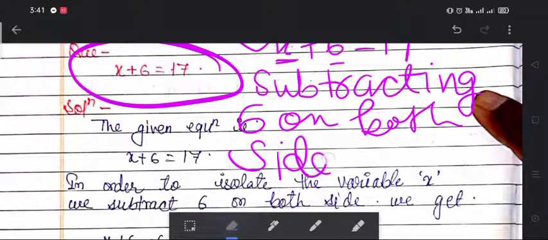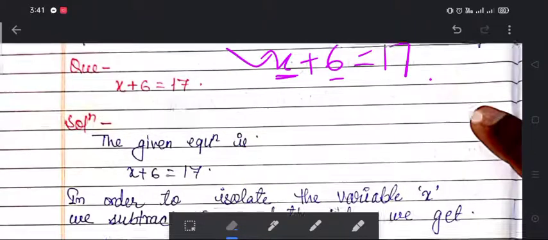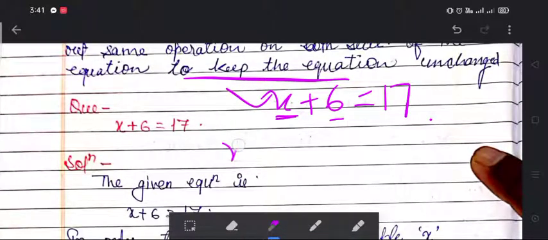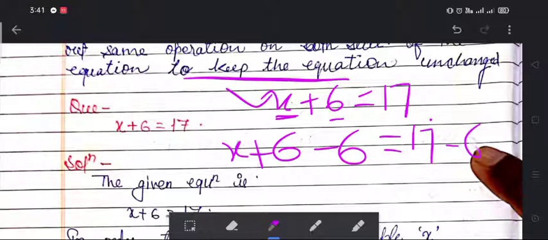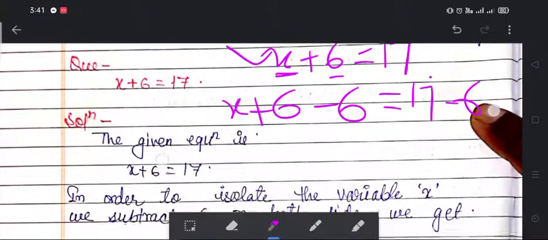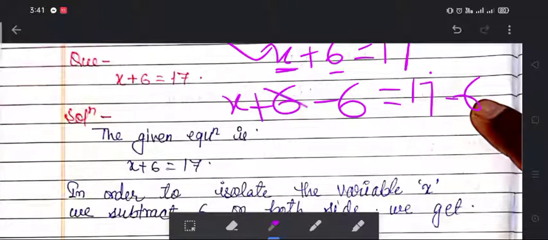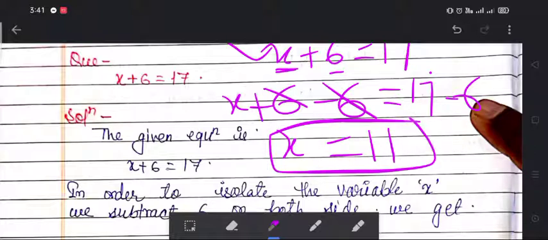When we subtract 6 on both sides, we get x plus 6 minus 6 is equal to 17 minus 6. Here on the left hand side, 6 and 6 cancel out, that is, they become 0, and we get x is equal to 17 minus 6, which is 11. So x is equal to 11, which is the solution of this equation.